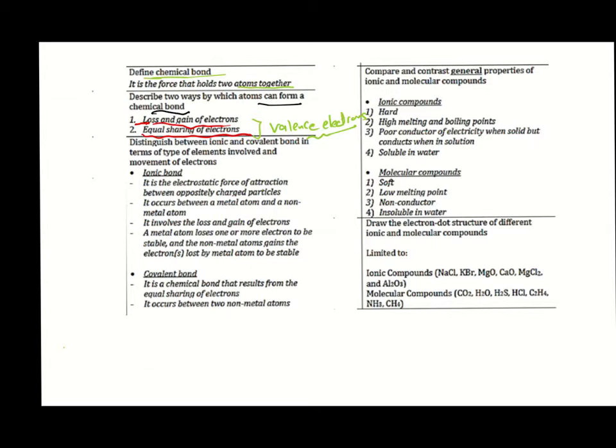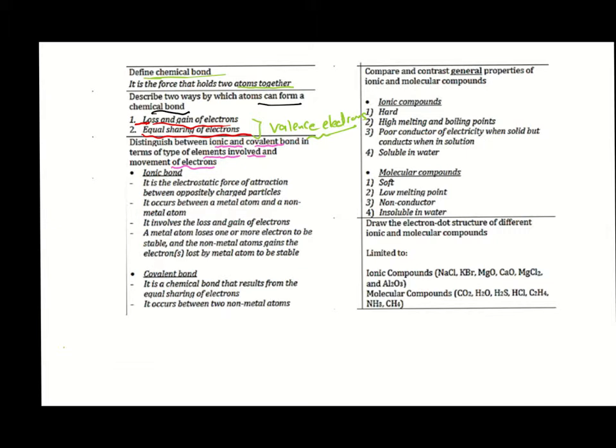Also, in this video, you are going to learn about the two types of bonding, ionic and covalent. You are going to distinguish between them in terms of type of elements involved and movement of electrons.